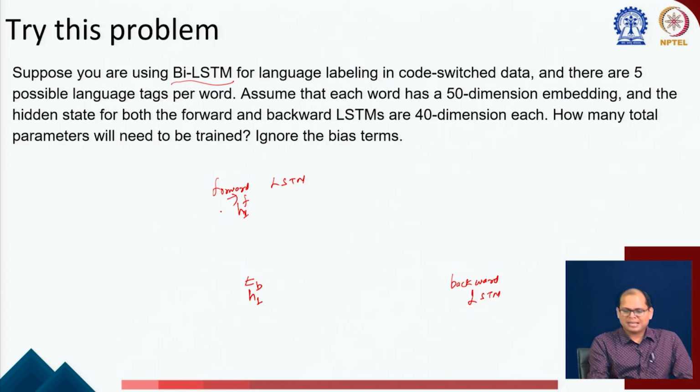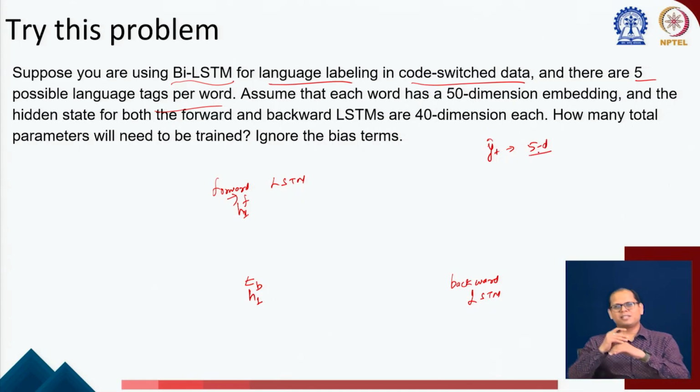So, suppose using bi LSTM for language labeling in code switch data. That means you are mixing multiple languages. So, let us say English, Hindi. There are 5 possible language tags per word. So, it is not a span problem. Each word has at least 1 tag. So, I just have 5 labels for my output. So, output layer is 5 dimension. So, y hat t is 5 dimension.